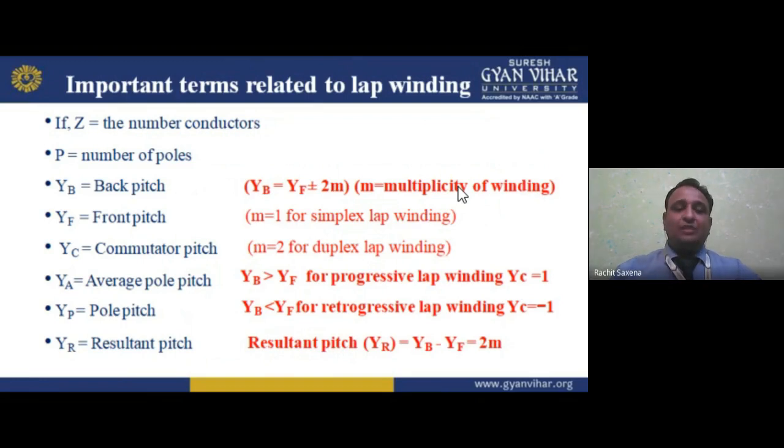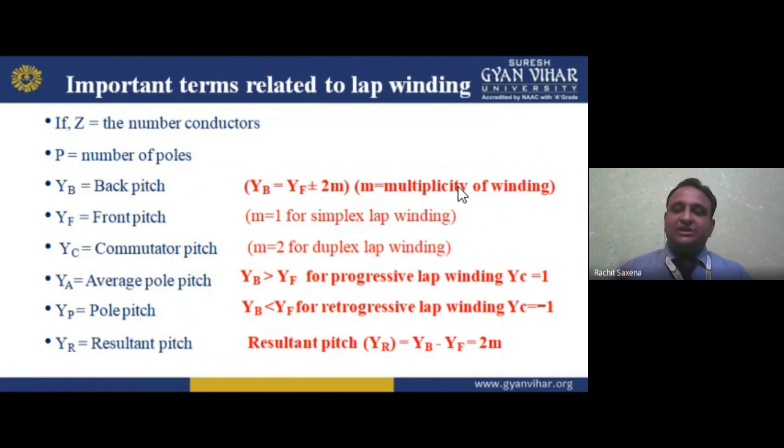So YB is the back pitch, YF is the front pitch, YC is the commutator pitch, Y is the average pole pitch, YP is the pole pitch, and YR is the resultant pitch, the resultant pitch which we want. So YB equals YF plus or minus 2M, which means back pitch equals front pitch plus or minus 2M. M means multiplicity of winding. How many windings we have?